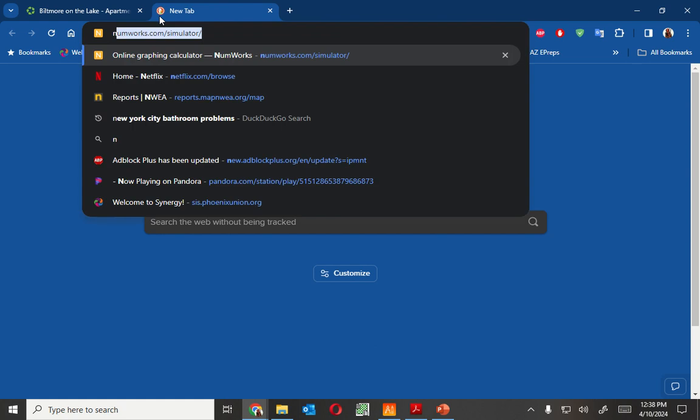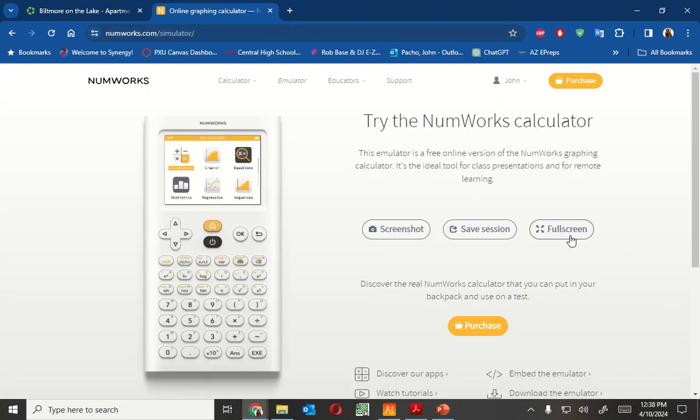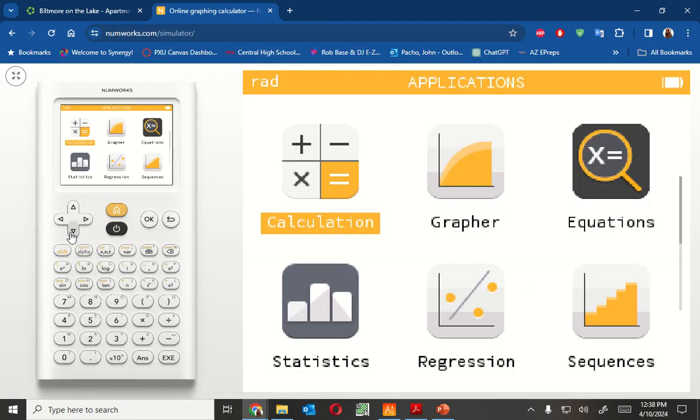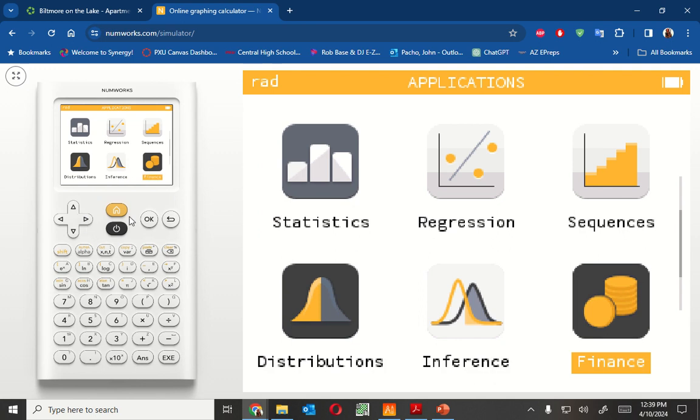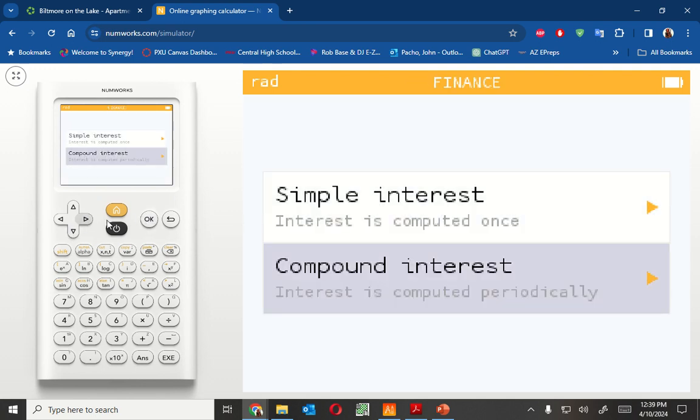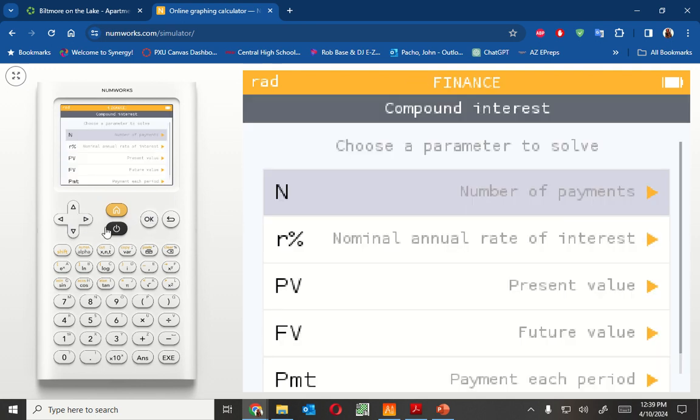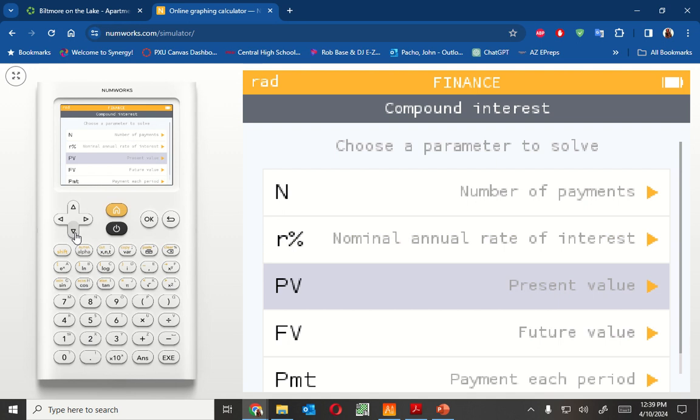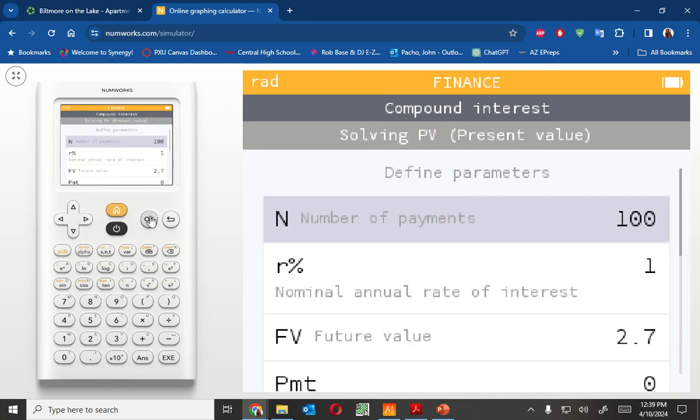So go into the NumWorks for those people following along at home. Go into Finance Solver. There we go, compound interest. And we're solving for the present value. So let's PV.